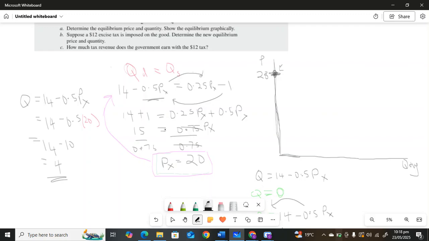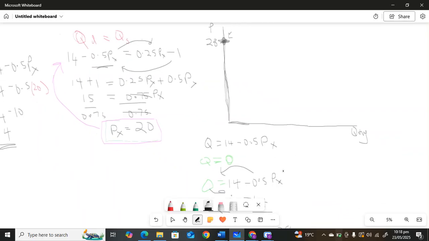Okay. The next point, you say, when Px equals 0, what is Q? So in our demand function, 0.5 times 0, since Px is 0, that is 0. 14 minus 0, you get 14. So quantity demanded is 14 when price is 0. And you just connect the dots. That's for the demand function.